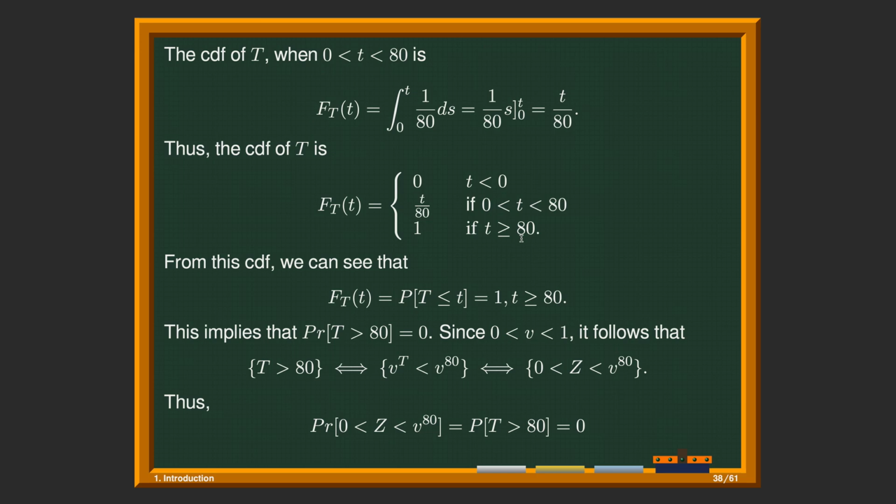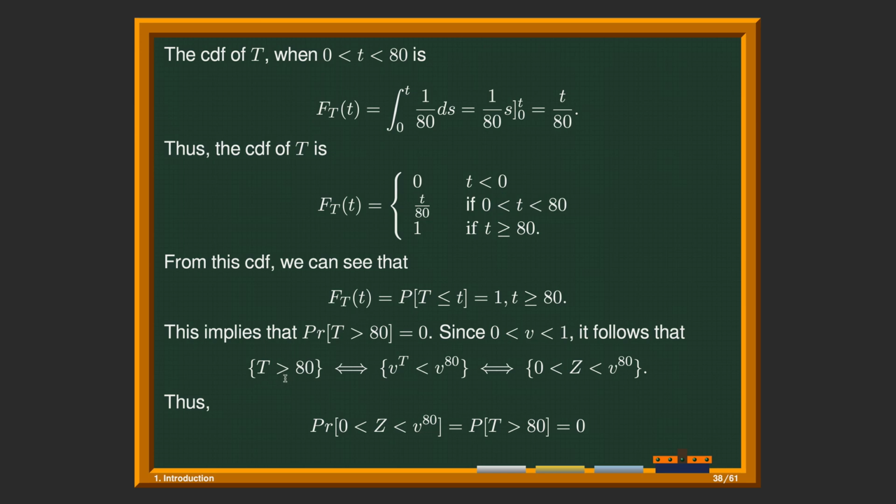Okay? So from this CDF, we can see that if we look at the value of the CDF for values of t which are greater than or equal to 80 as given here, it's going to be equal to 1. So that tells us now that the probability that t is greater than 80 is equal to 0, since t cannot be bigger than 80. And let's look at this event.